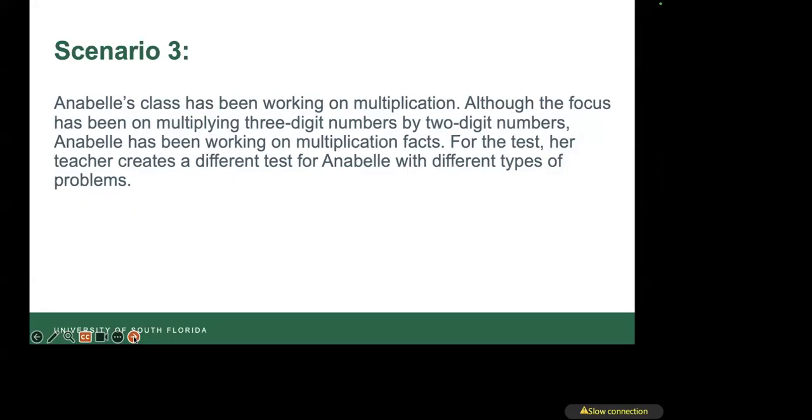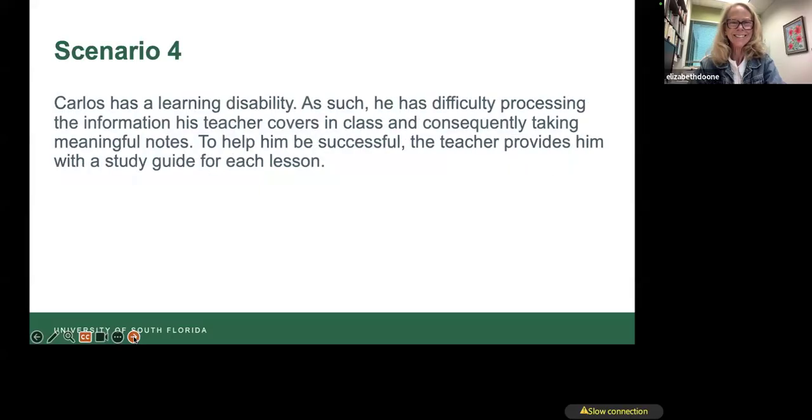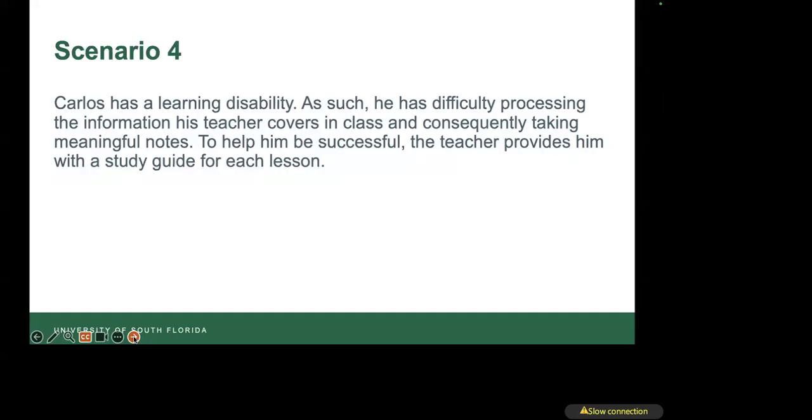Modification. Absolutely. She's learning different content. Carlos has a learning disability. As such, he has difficulty processing the information his teacher covers in class, and consequently, he's unable to take meaningful notes. To help him be successful, the teacher provides him with a study guide for each lesson. Accommodation or modification? Accommodation. Absolutely.